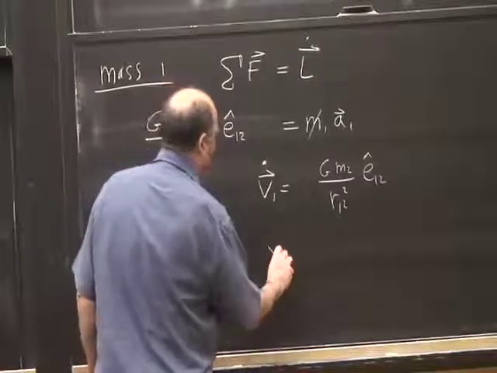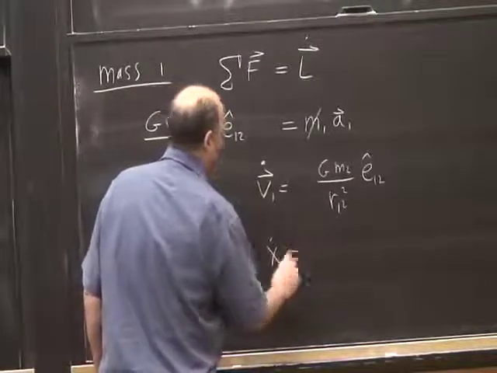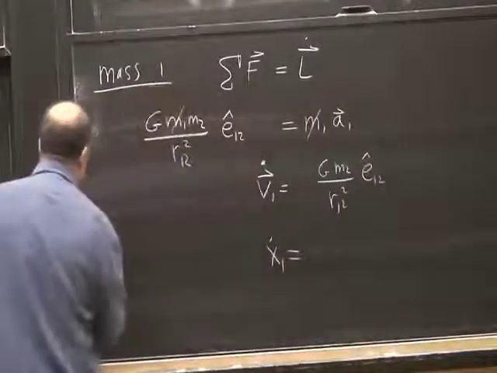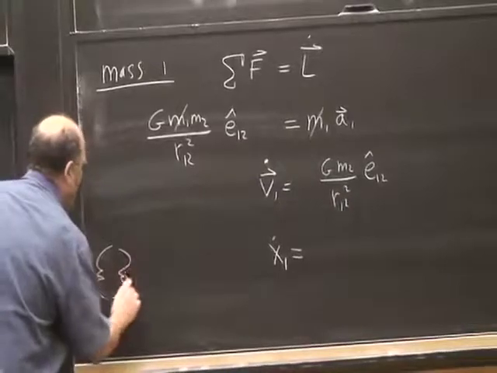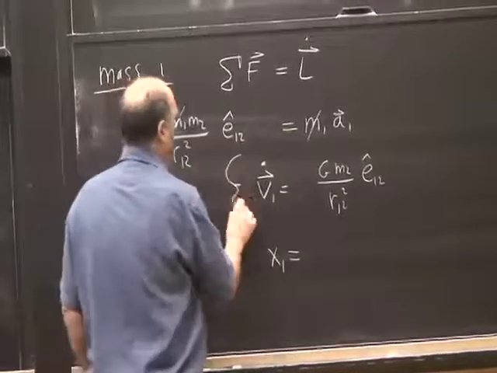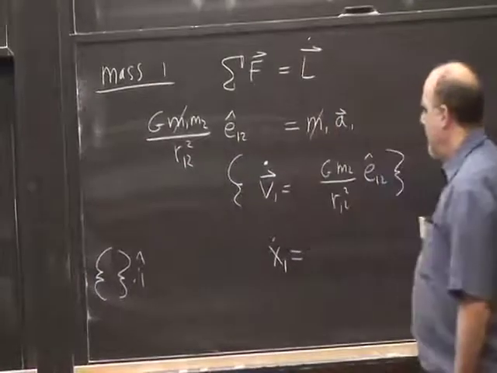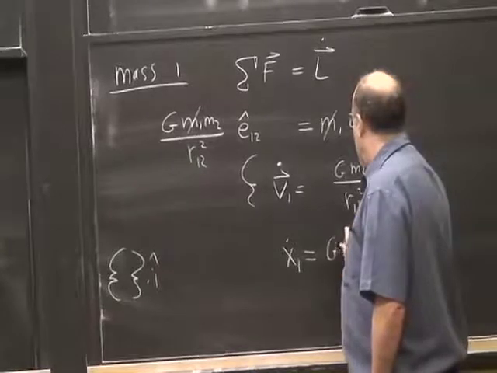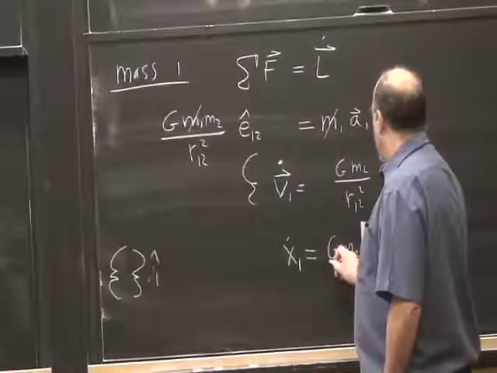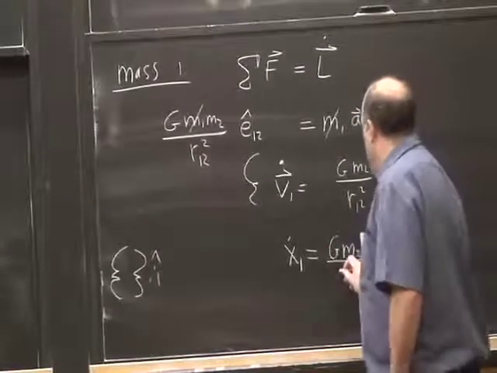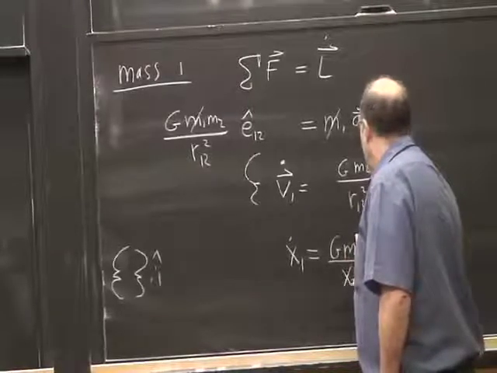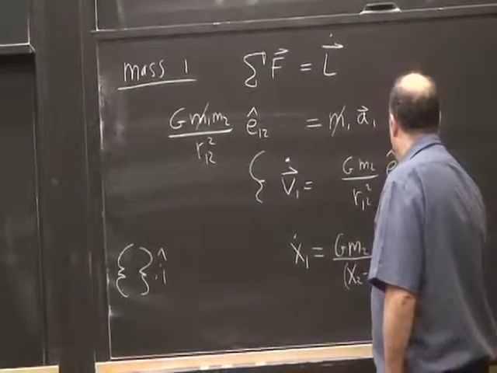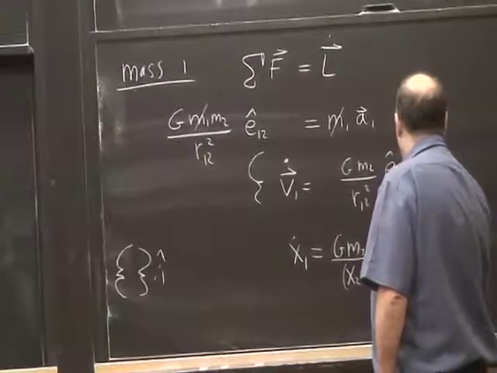It says, for example, that x1 dot is equal to, and what's x1 dot equal to? We're taking this equation here, that whole vector equation, we're taking the dot product of both sides with i. That's like taking the x component. What do we have? Well, we have our g m2, that's easy. And then we have to divide by r12 squared. And what is that r12 squared? It's x2 minus x1 quantity squared plus y2 minus y1 quantity squared.